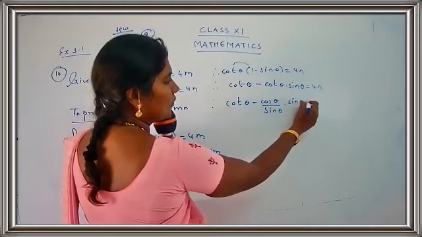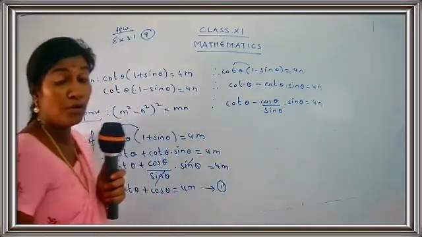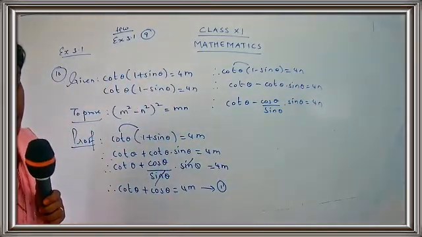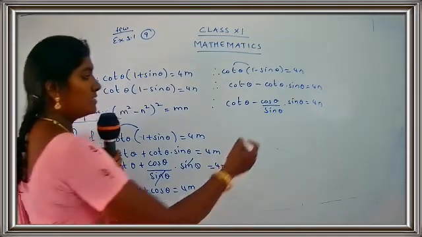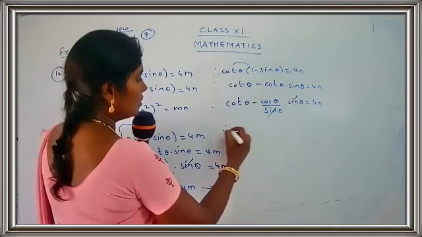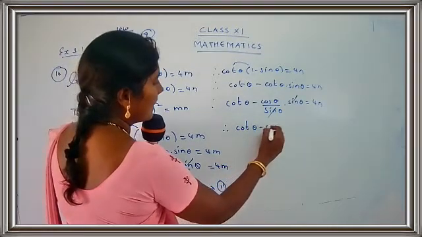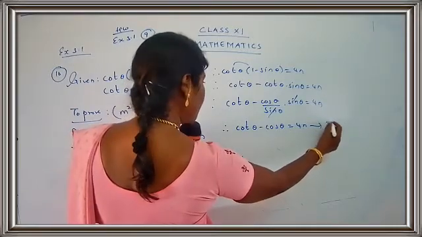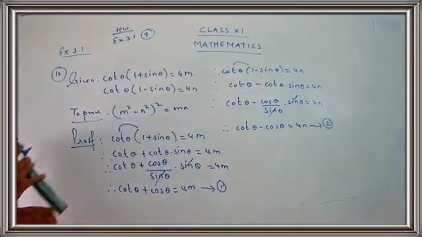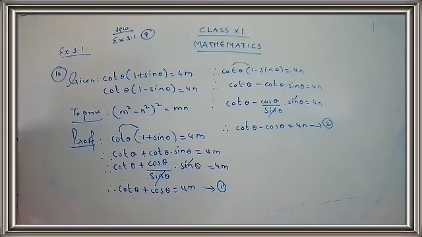Very simple sum. If you're clear with the steps, everything is easy. So be careful with the steps. Understand the steps, children. Now here what happens? Sin and sin get cancelled. So you get cot theta minus cos theta is equal to 4n. Yes, this is number 2. So we have received one more condition: cot theta minus cos theta is equal to 4n.